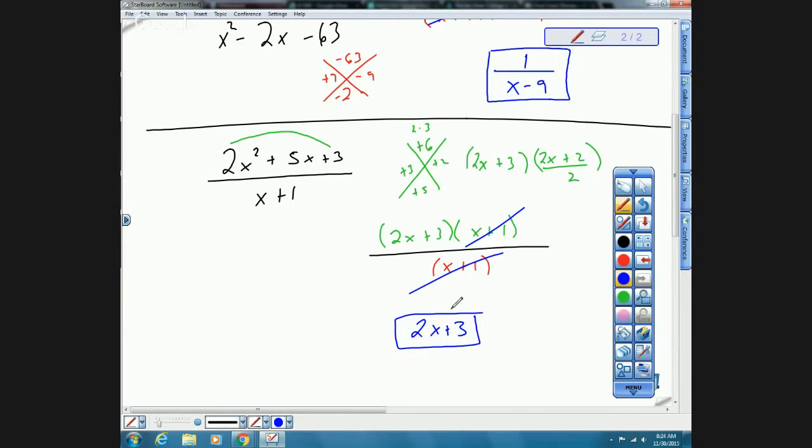So just reminding you about all the different factoring that we have. I think there's one more I need to remind you of.